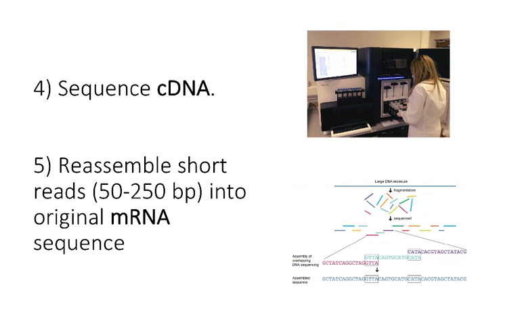You then sequence that cDNA using the same types of Illumina machines, and then reassemble those short reads you get back, which are just like before, between 50 and 250 base pairs roughly, and you're reassembling them into the original mRNA sequence by still identifying those same regions of overlap.